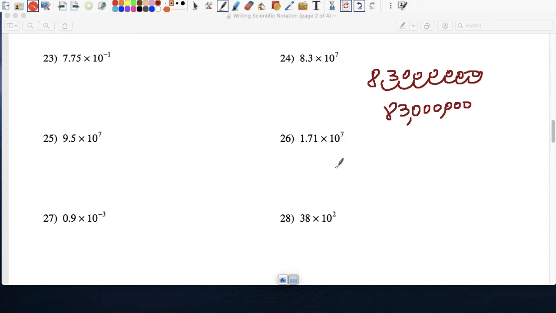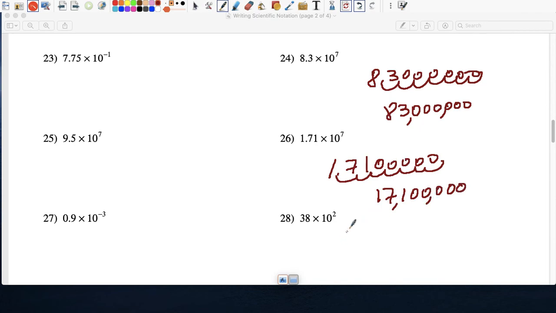1.71. Move the decimal 7 to the right. 1, 2, 3, 4, 5, 6, 7. So we're going to add 5 zeros, and that becomes 17,100,000.